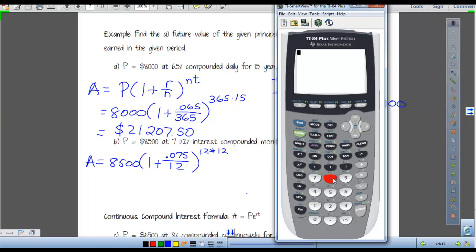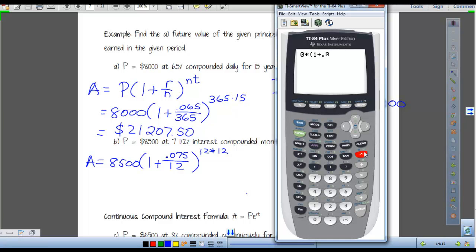We got to make sure we put it in just right. We got 8,000. Okay. Then I didn't put my parentheses, my first one. So 1 plus 0.065 divided by 365, close parenthesis.